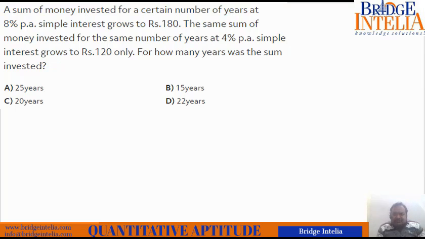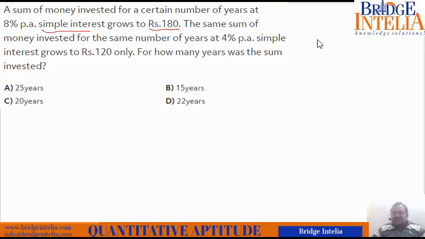So let's see what is the information given in this question. A sum of money invested for a certain number of years at 8% simple interest grows to rupees 180. The same sum of money invested for the same number of years at 4% simple interest grows to only rupees 120. For how many years was the sum invested?